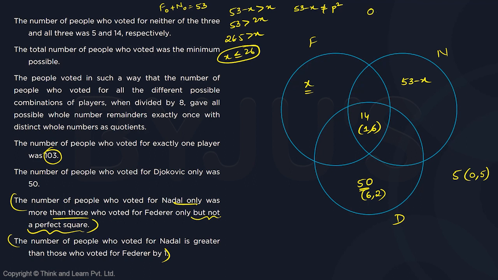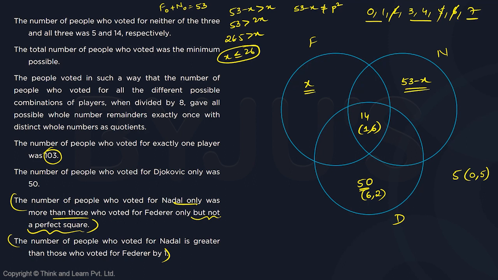remainders possible are 0, 1, 2, 3, 4, 5, 6 and 7. In these remainders, 2 is already gone, 6 is gone and 5 is gone. So now I am left out with these remainders. Great. Now let's look at this and this.